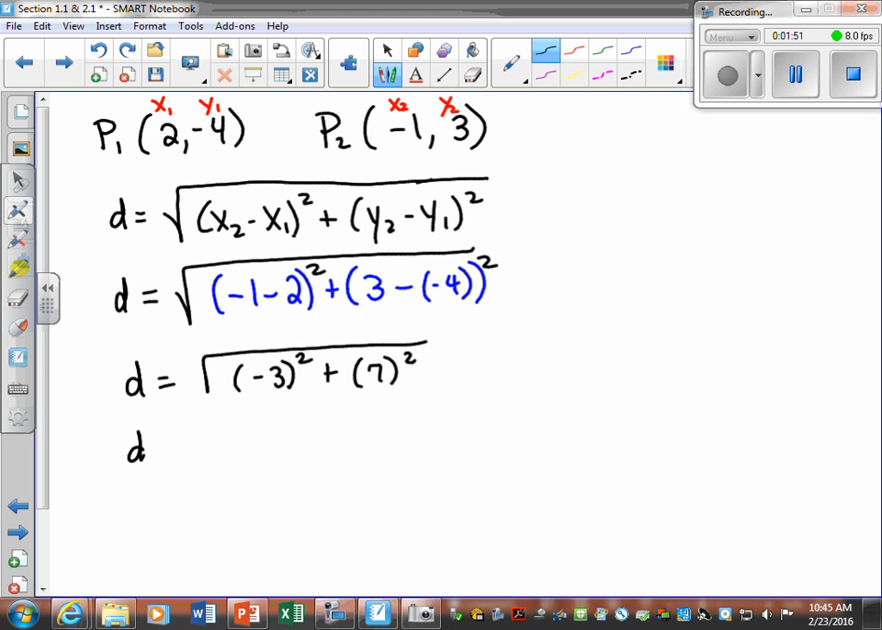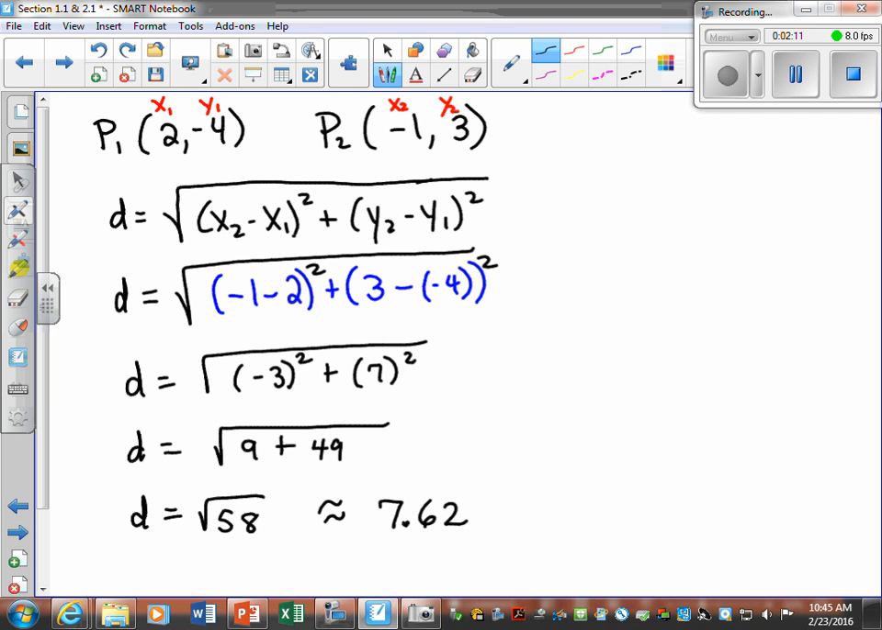And we just continue to simplify this. A negative 3 squared means negative 3 times negative 3, which is positive 9. 7 times 7 is 49. When we add that together, we would get the square root of 58, which in this case is approximately 7.62. Now, if MyMathLab asks for an exact answer, you'll probably give the square root, but if it asks for an approximate answer, it's looking for the decimal.